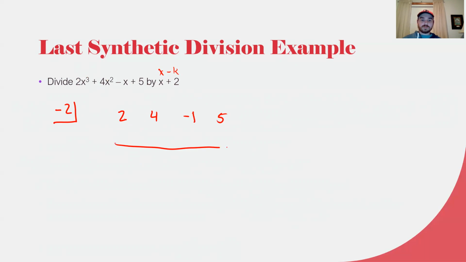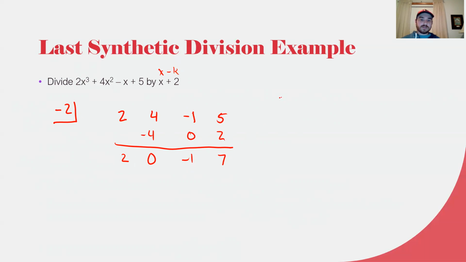We're going to start the same way, bring this down. Then we're going to have 2 times negative 2, that's negative 4. We add these, we get a 0 here. And then we multiply by negative 2, which gives us 0. We add these, we get negative 1. Negative 1 times negative 2, that's positive 2, so we should have a 7.